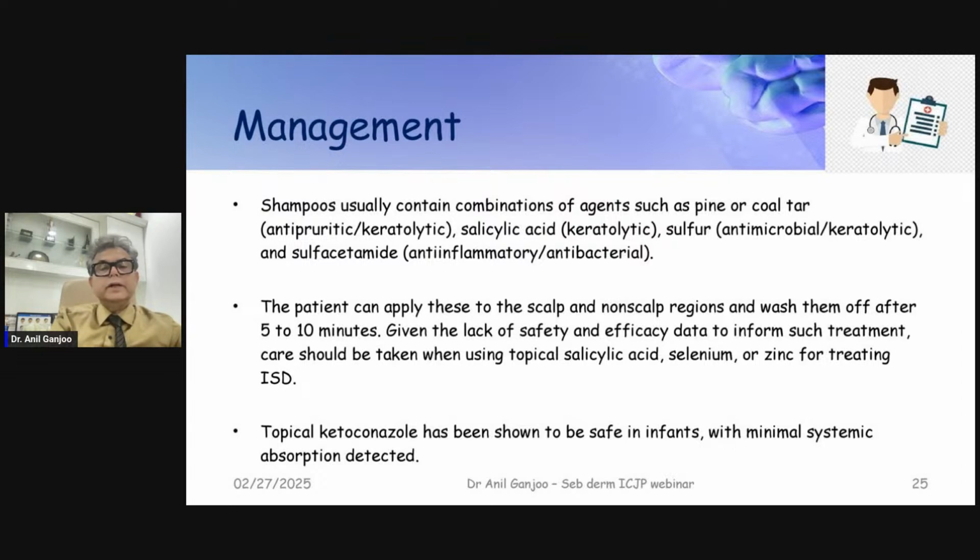The shampoos will typically contain ketoconazole, salicylic acid, tar. These are all basically keratolytics, antifungals, anti-inflammatories, etc. The shampoo should preferably be applied onto the scalp and kept for at least 5 to 10 minutes before it is washed out. Topical ketoconazole has been shown to be safe in infants, useful. One has to be careful about using corticosteroids. Usually the mildest corticosteroids, the class 7 or 8, not very strong steroids.